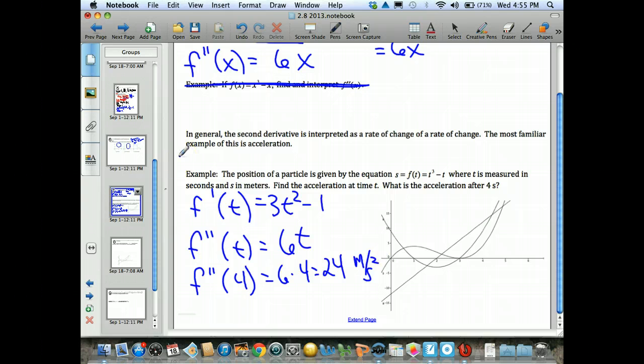Now, on this graph, we see the position function. That's the cubic one, right? We see the velocity function. That's the quadratic one. And then we see the acceleration function, which is the second derivative. So we see the function, the first derivative, and the second derivative, all graphed on one page there, okay? So that's a real common application for the second derivative.